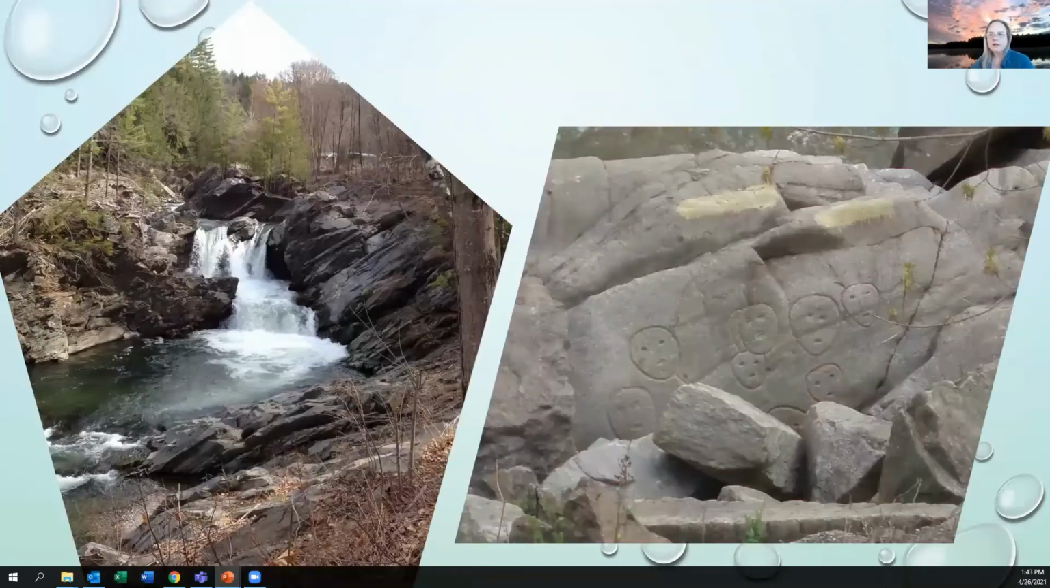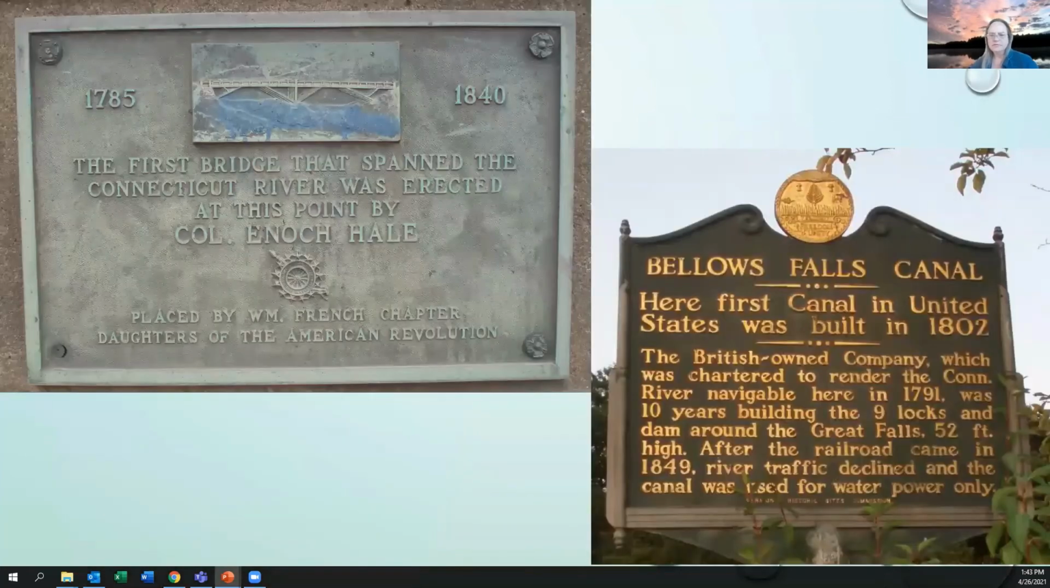So on the left, I hope you can identify Twin Falls, which is a beautiful site and certainly worthy of protection. And on the right are the petroglyphs in Rockingham on the Connecticut River. And as I said, right in Bellows Falls, there are some really great reasons to go for ORW on the Connecticut River itself because of all these historic things that have happened in that location.